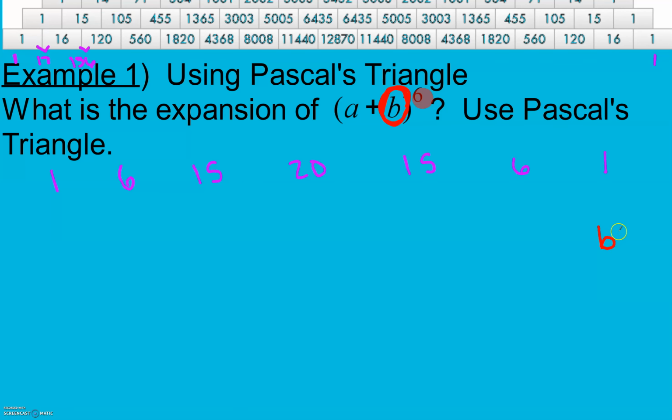It gets the exponent from outside. Then we subtract 1 as we move over. 5, 4, 3, 2, 1, and eventually none. We're only ever going to have one empty spot. Okay, on the left side, I start on the left.